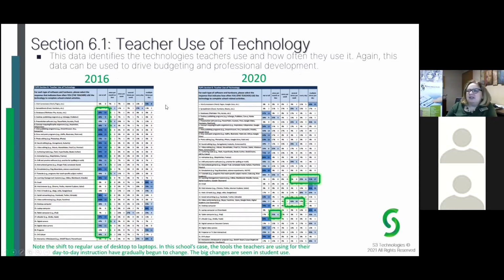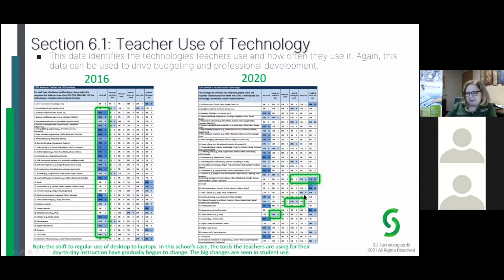Section 6.1 shows how often the teacher uses the technology, so this is focused on the teacher. Again, similar to the last one, they aren't using it hardly at all. Simulations, instructional games, animation, video editing, none of that was being used. You're starting to see some growth in those areas, especially the learning management system. Now that we've gone with some online aspects to education, the teachers see how important the learning management system platform is and how many times a day they're using it.